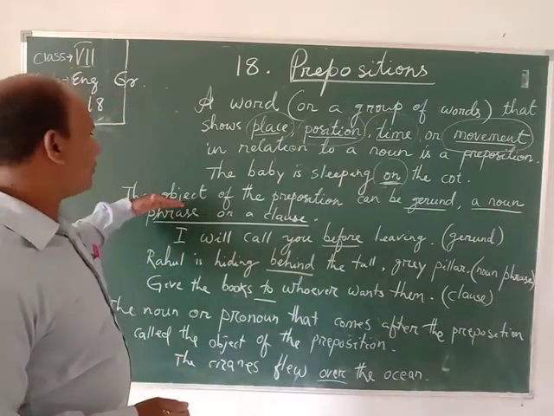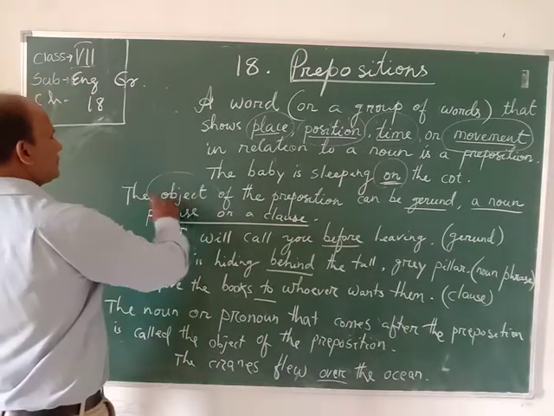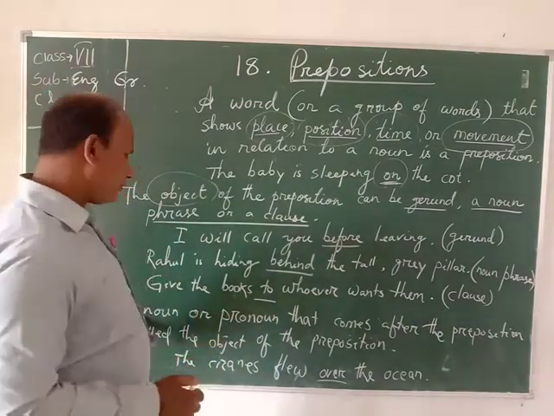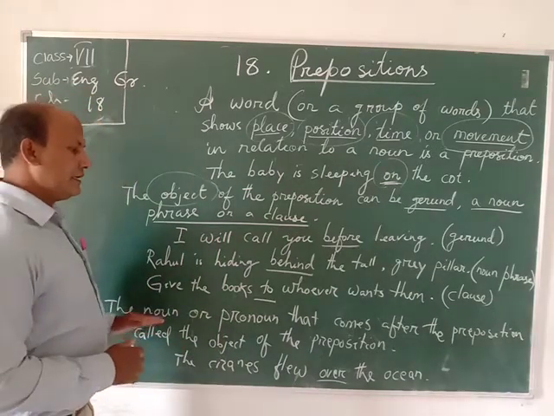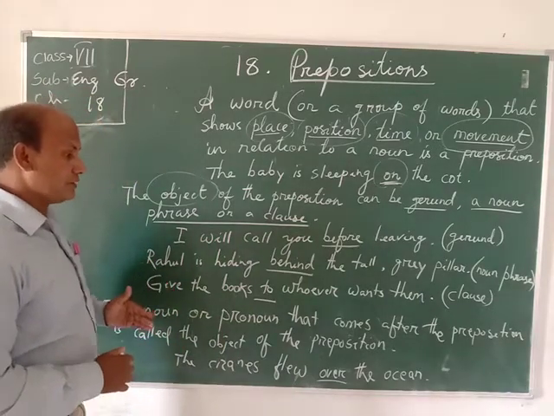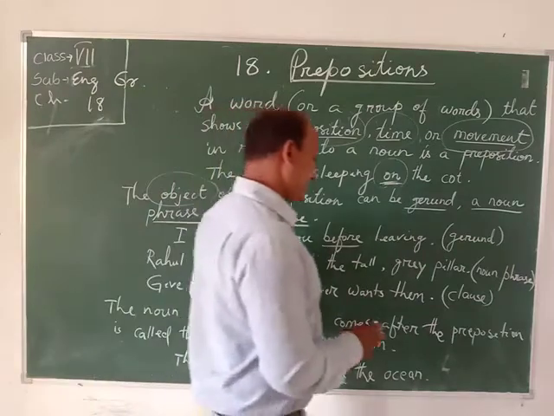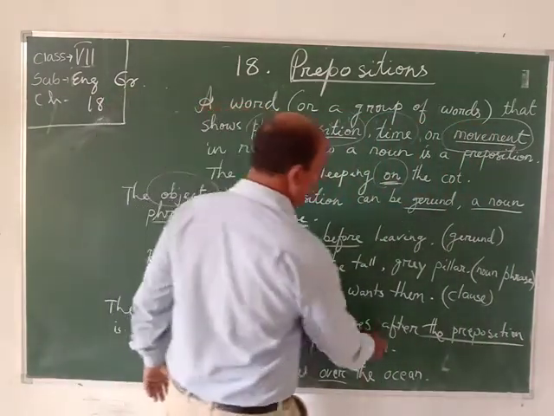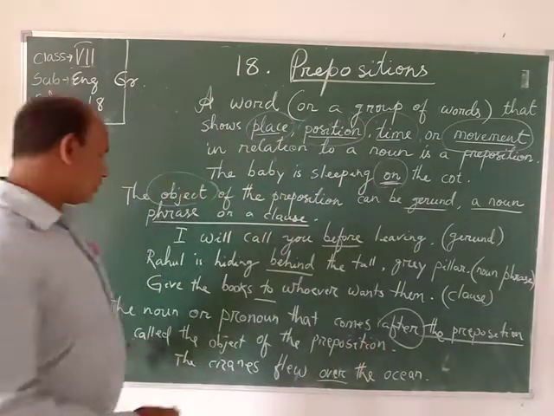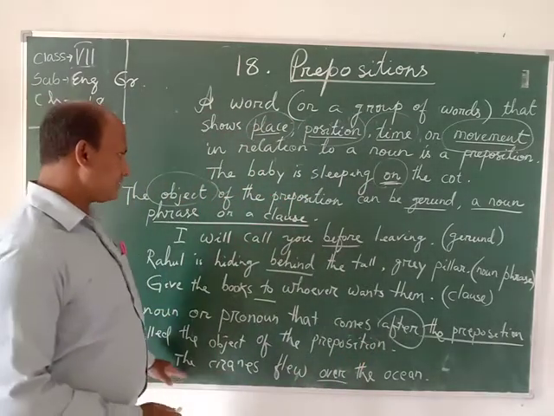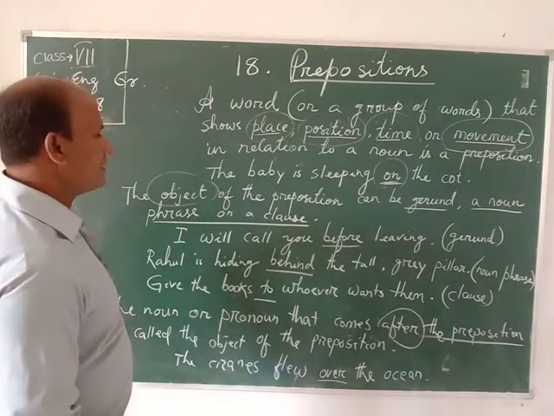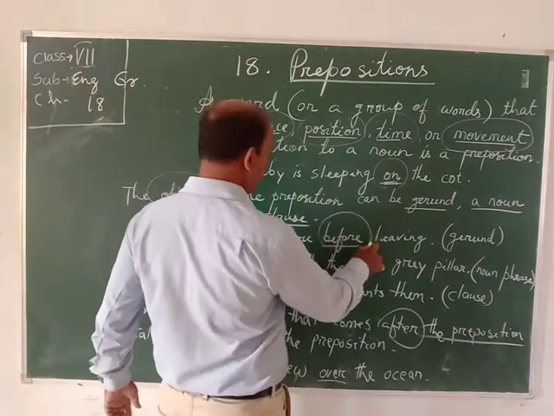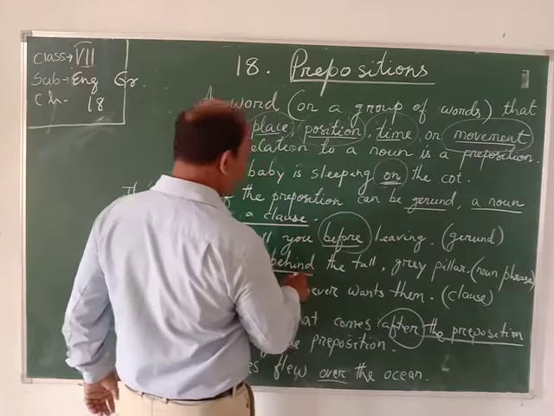So now here is the object of the preposition. You know, object in the subject. As the object part also, we can see a noun or pronoun that comes after the preposition. Preposition ke baad aata hai. After the preposition, matlab uske baad. It's called the object of the preposition. Yes, just you can see. This is preposition before. This is preposition behind.